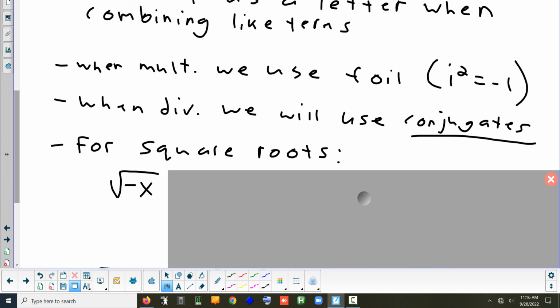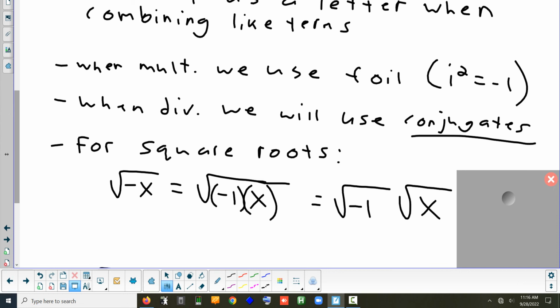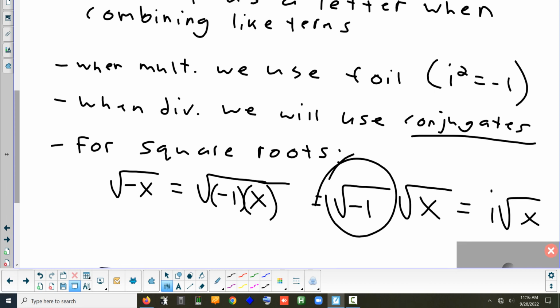And let's look at what happens with square roots. When I write the square root of -x, what number is really in front of the x? There's really a -1 in front of it, so you could think of it that way. It's the square root of -1 times x. And whenever you have a product under a square root, you can break the square root apart like that and do the square root of each one separate. This we just talked about. What's the square root of -1? i. So the answer there is i square root of x.